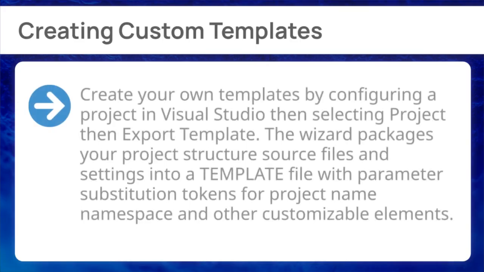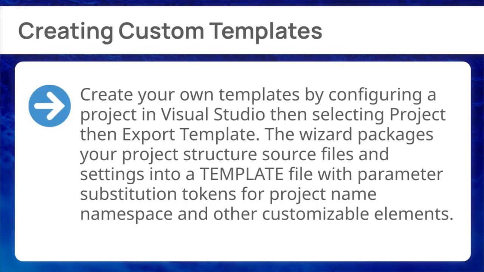Finally, creating custom templates. Create your own templates by configuring a project in Visual Studio, then selecting Project, then Export Template. The wizard packages your project structure, source files, and settings into a template file with parameter substitution tokens for project name, namespace, and other customizable elements.